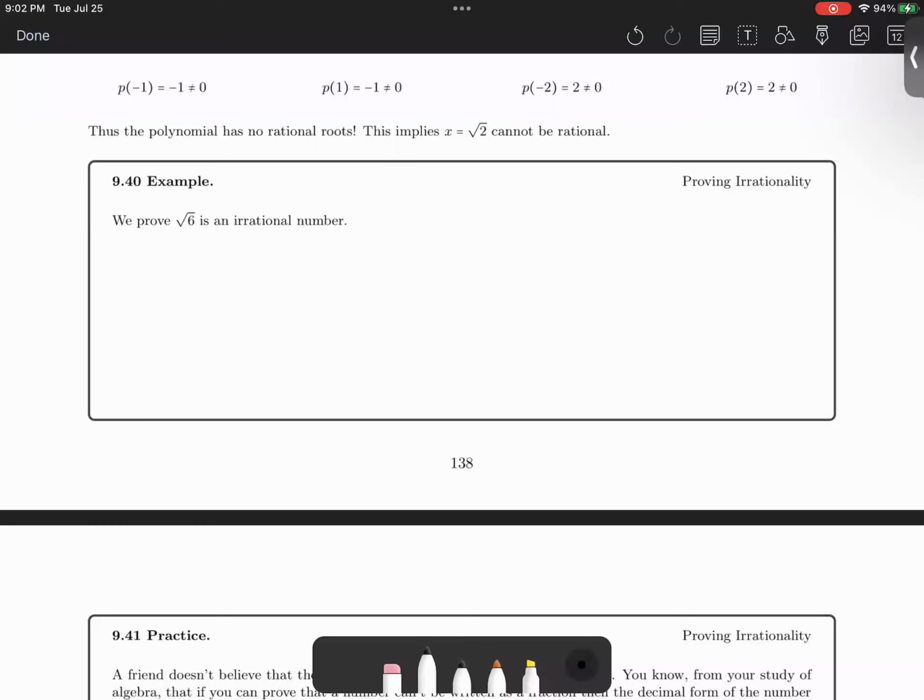So when I say that square root of 6 is an irrational number, this is me saying that square root of 6 can never be written as a fraction. No matter what p and q are, it can never be written as an integer divided by another integer. And let's show this.